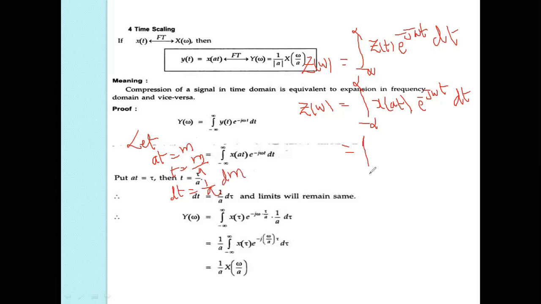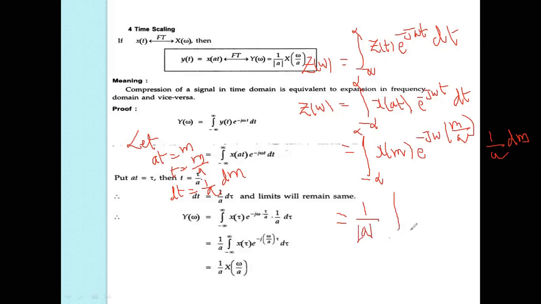Substitute here the integral from minus infinity to infinity, x of a t, e power minus j omega t. Now it becomes 1 by a, and dt is 1 by a into dm. Now the 1 by a is a constant, my dear students. You can write it as 1 by the magnitude of a, the integral from minus infinity to infinity of x of m, e power minus j omega by a into m, dm.